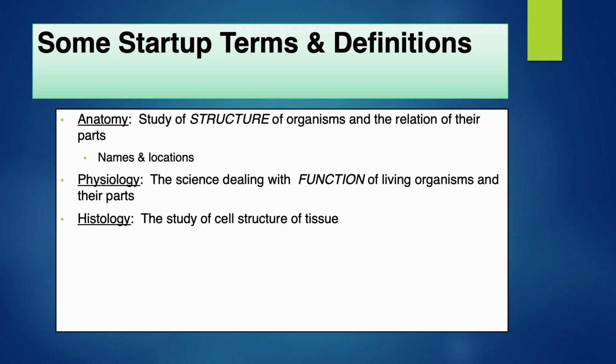All right, so basic definitions. Anatomy is the structure of organisms, their names, and their locations. So we'll be talking about the larynx, and we'll be saying that the larynx is what most people know as the voice box, and it is inferior to the mandible and superior to the trachea. So we're talking about the name of the structure, and we're talking about its relation to the structures around it. So that's the nomenclature, and then, of course, the location.